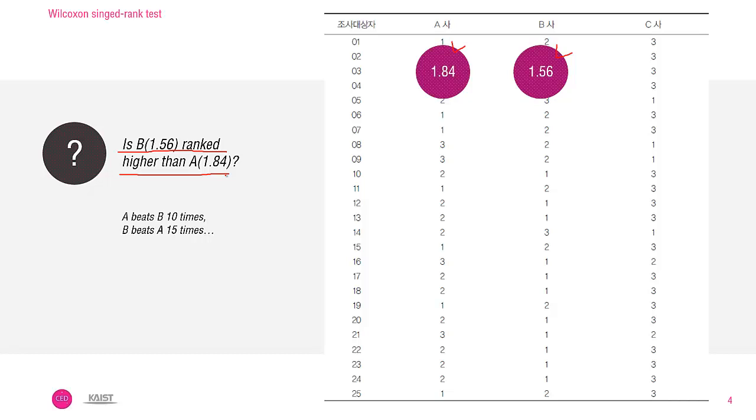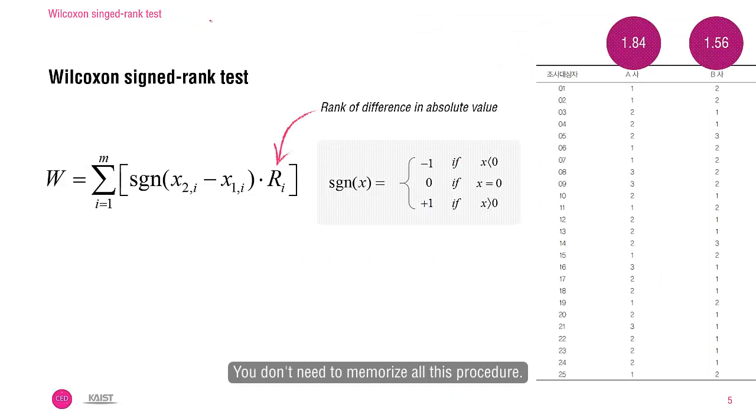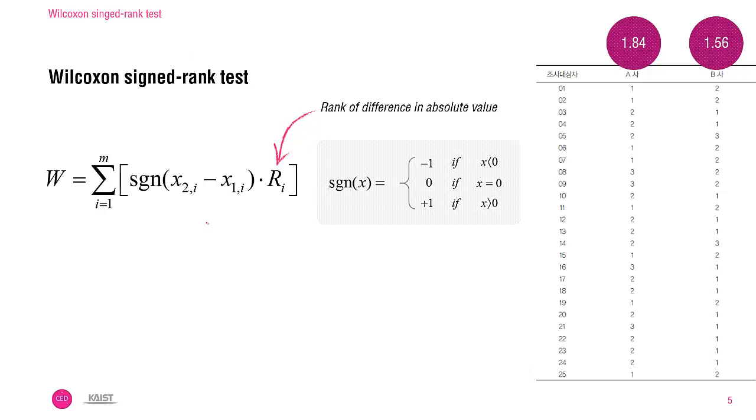In fact, based on the observation, A beats B 10 times, whereas B beats A 15 times, and the mean rank of Company B is higher than the mean rank of Company A. Again, the data are measured in a hierarchical order, and therefore, we need to perform a non-parametric alternative for the pairwise samples t-test. The Wilcoxon signed rank test is the technique. You don't need to memorize all this procedure. My intention here is to make you more familiar with playing with numbers or viewing numbers, and that's all.